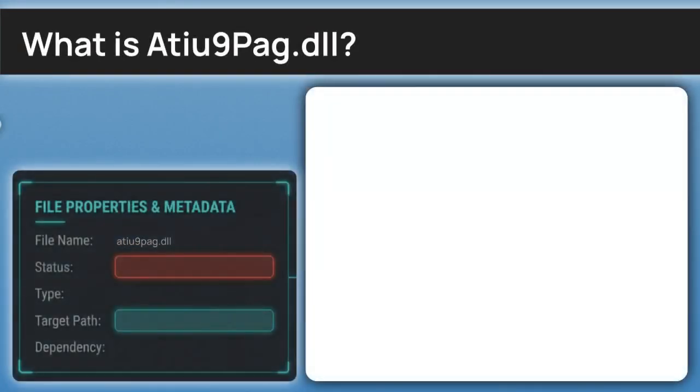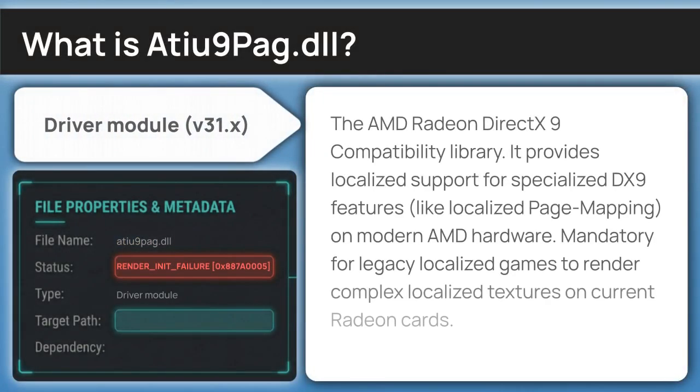This is the atiu9pag library, the AMD Radeon DirectX 9 Compatibility library. It provides localized support for specialized DX9 features, like localized page mapping, on modern AMD hardware. Mandatory for legacy localized games to render complex localized textures on current Radeon cards. Now that we've covered what the file does, let's jump into our first fix.